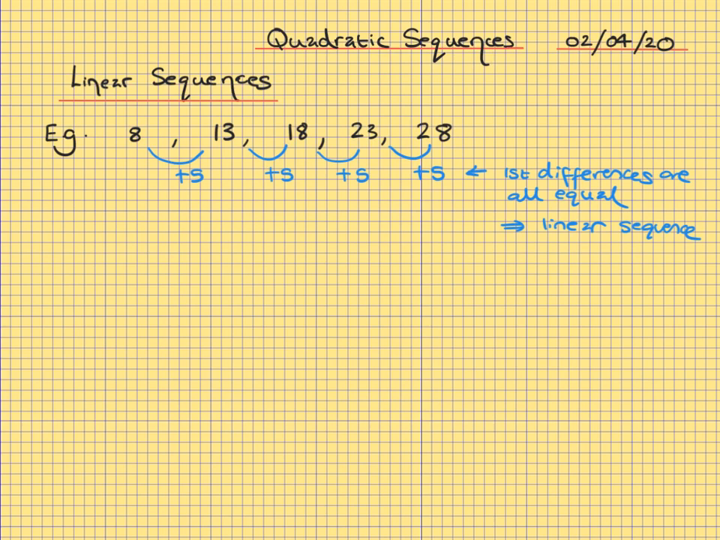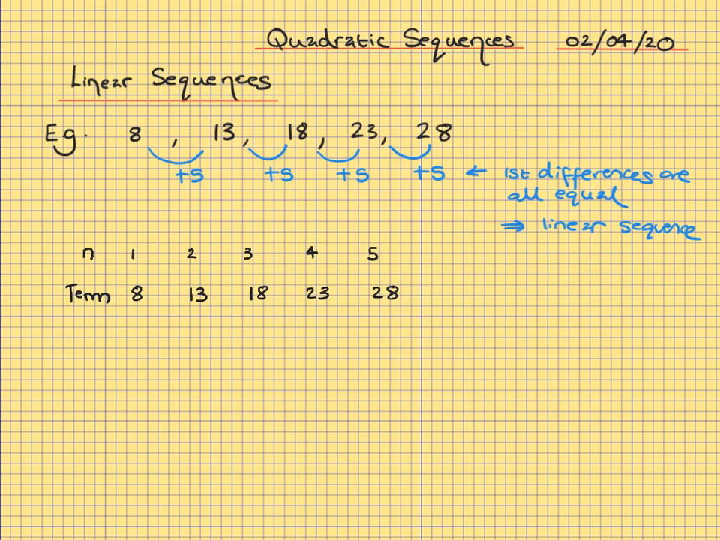Also, in your previous lesson, you looked at how to find the nth term of a linear sequence. Now, because the terms in this particular sequence have gaps of 5 between them, this means that this sequence is based on the 5 times table. So we can set out a simple table. If n represents the term number, we've got a first term, a second term, a third term, a fourth term, and a fifth term. And our terms are 8, 13, 18, 23, and 28.